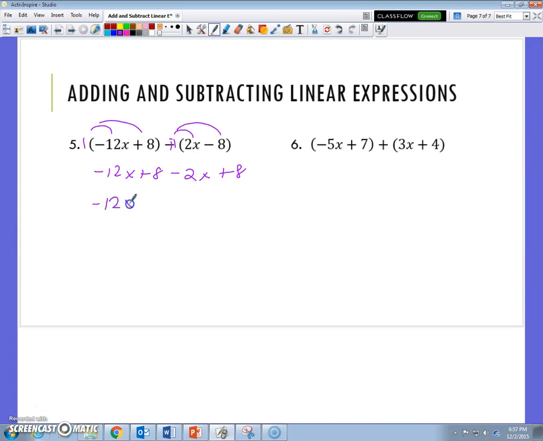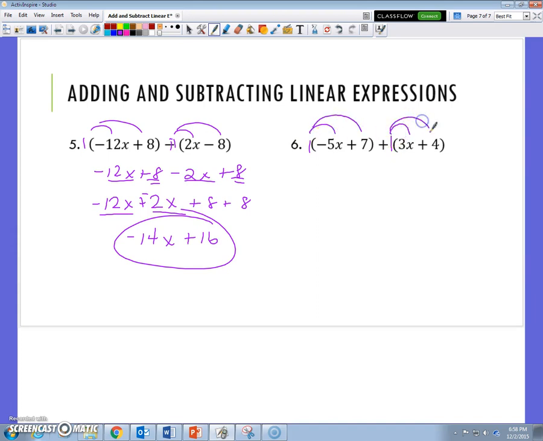So now let's put all our terms together that we like to see. They're combined like terms here. 8 and 8. So now I have a total of, same signs, add and keep, negative 14x plus 16. And last but not least, a nice little addition problem to finish it off. Put a 1 right there and right there. Distribution, distribution. Nothing changes when I'm just distributing a positive 1. Negative 5x plus 7 plus 3x plus 4. Negative 5x and 3x. Negative 2x. 7 and 4. 11. Easy peasy lemon squeezy.